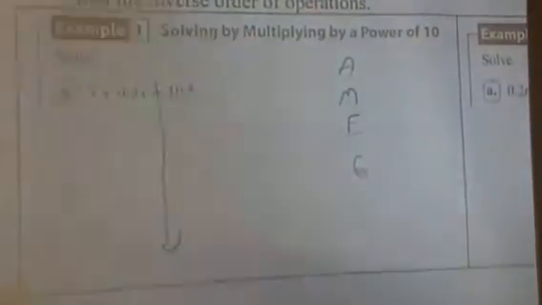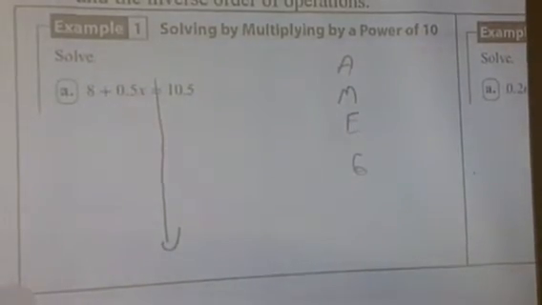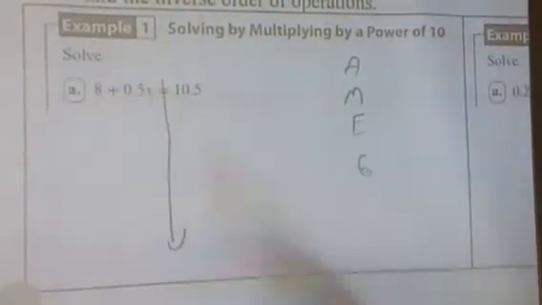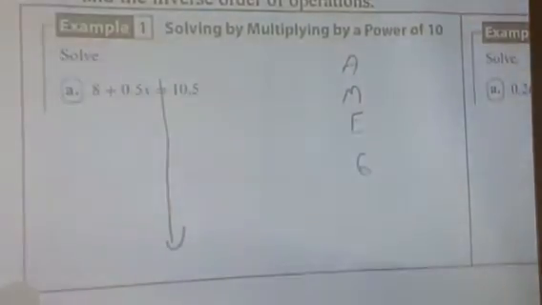So what I've got to do here, this says solving by multiplying by a power of 10, but we are not going to worry about that. We're just going to solve like we've known how to do. I'm using my inverse order of operations, AMEG. I'm first getting rid of addition and subtraction, then I move to multiplication and division. I see I've got addition and I've got multiplication. I first need to get rid of addition. To get rid of a positive 8 right here, let's subtract 8 on each side.